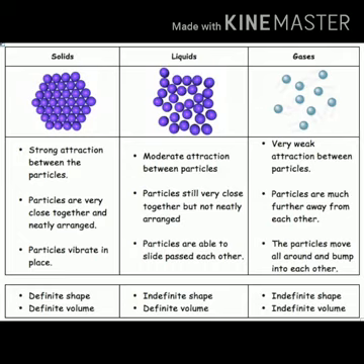In solids, particles are very close together and neatly arranged. Due to this, they have a definite shape. In liquids, particles are still very close together but not neatly arranged. Due to this, they have an indefinite shape. And in gases, particles are much further away from each other. Due to this, they have an indefinite shape.